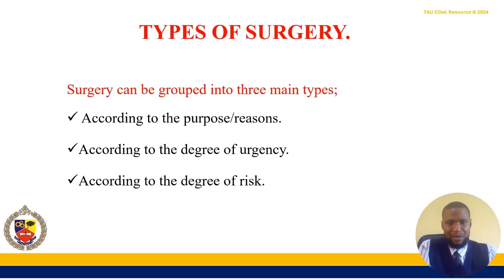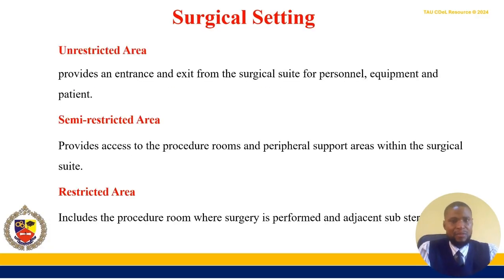Now, we have different types of surgery. Surgery can be grouped into three main groups. Number one, surgery can be grouped according to the purpose, the reasons why they are doing the surgery. It can also be grouped according to the degree of urgency. And lastly, it can be grouped according to the degree of risk, how important it is, that is, how emergent this condition is.